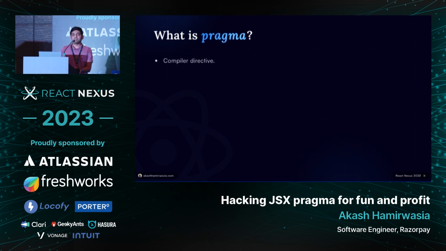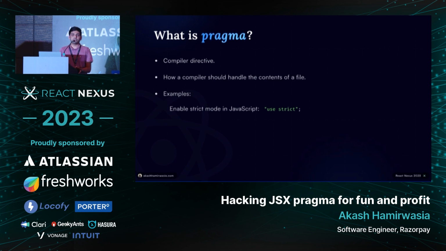Next, let me discuss what a pragma is. A pragma is a compiler directive that tells the compiler how it should go about handling the contents of a file. Some popular directives include the use strict directive in JavaScript to tell JavaScript to go into strict mode, and a more recent directive is the use client directive that was introduced in Next.js to declare a component as a client component.